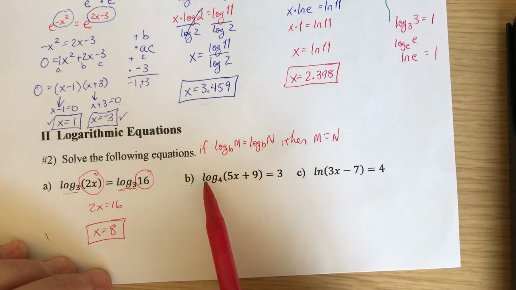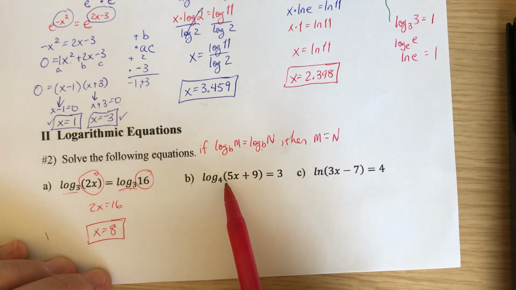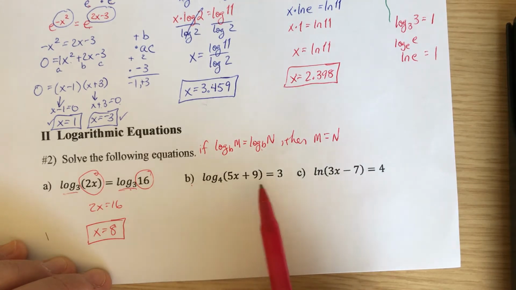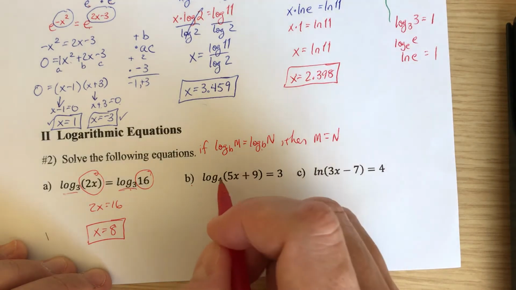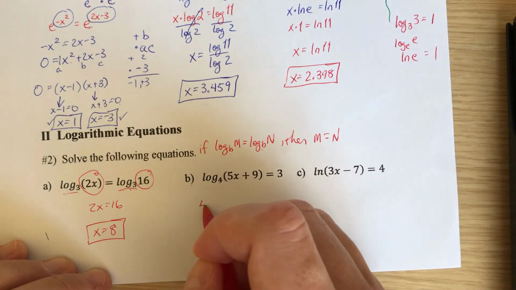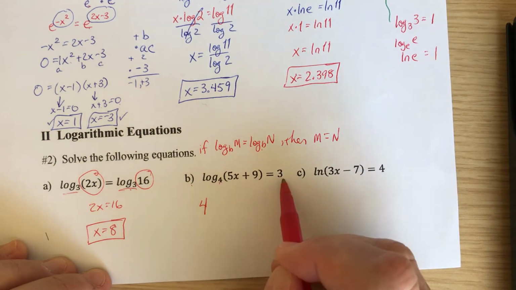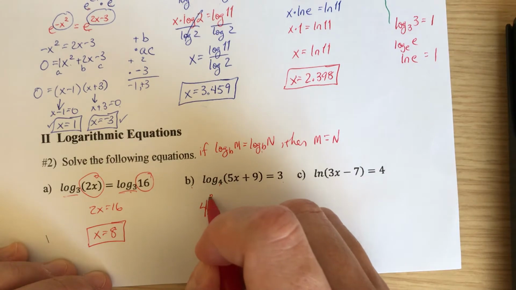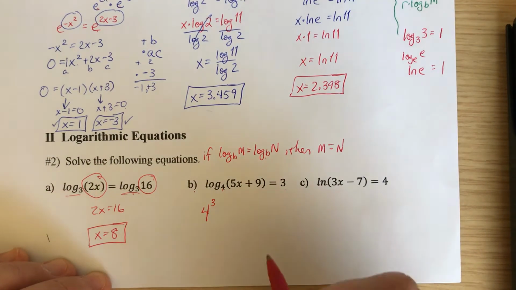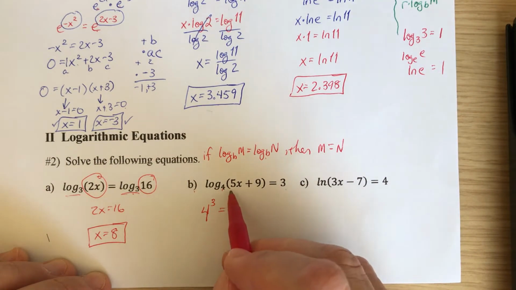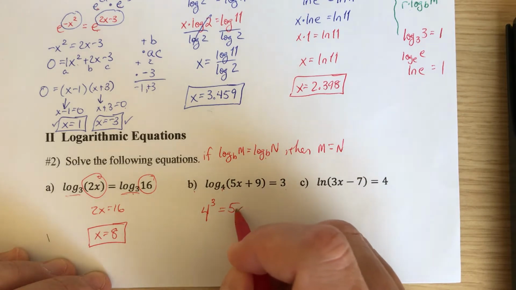Well, let's remember that a logarithm is just a different way to write an exponential equation or an exponential function. Let's take this and convert it to an exponential equation. So we have the base, which is 4, raised to the exponent. A logarithm is equal to an exponent. That's 3. So 4 raised to the 3 is equal to this expression, 5x plus 9.